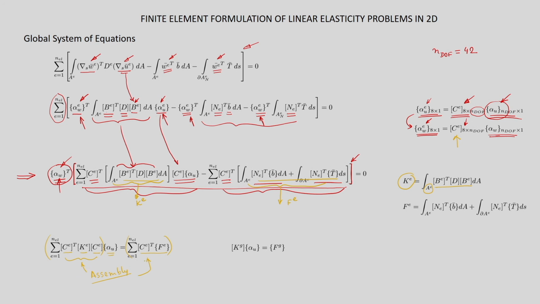So, finally, what are we getting? We are getting this C transpose Kec, once we sum it up, once we take care of all the element contributions, and that we write as Kg. That is Kg, and the right hand side we denote as Fg. So, we are getting the global stiffness matrix Kg and the global force vector Fg, and as usual this alpha u are the unknowns.